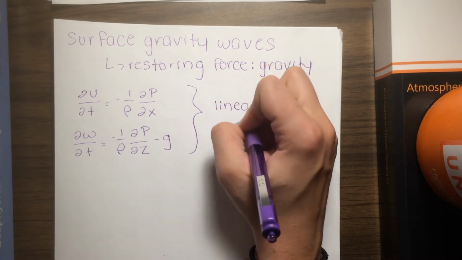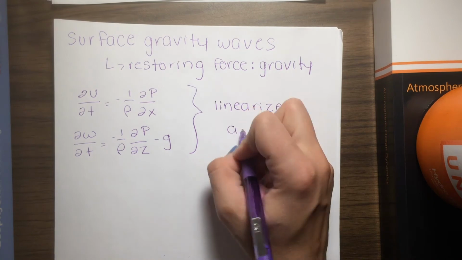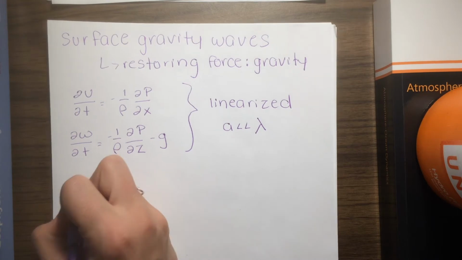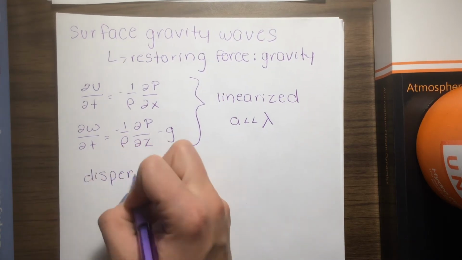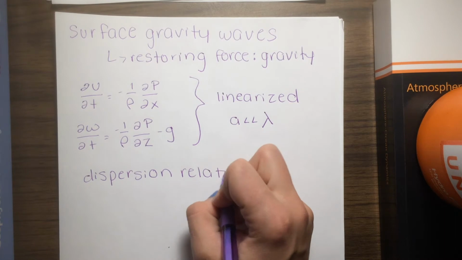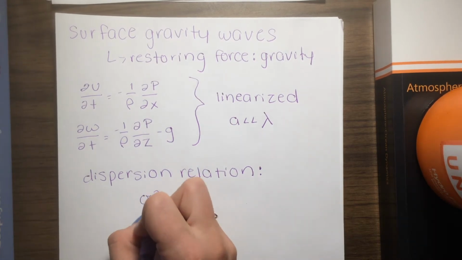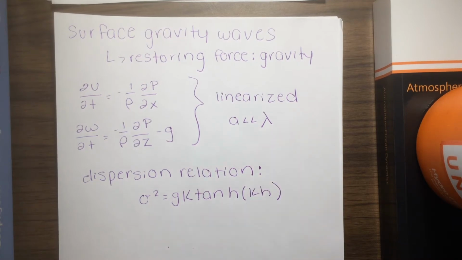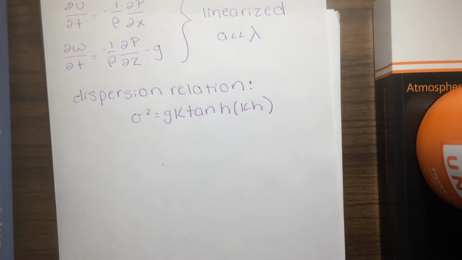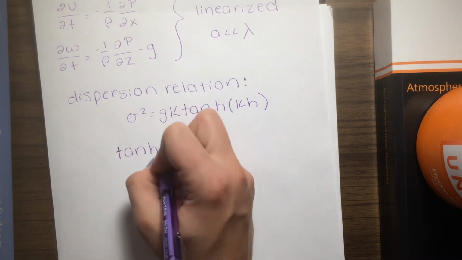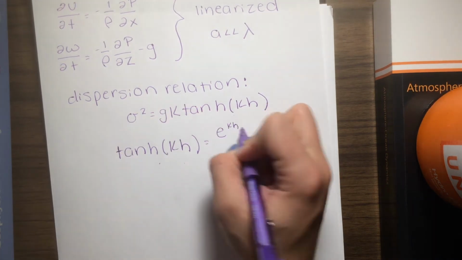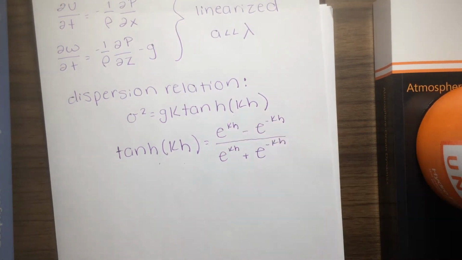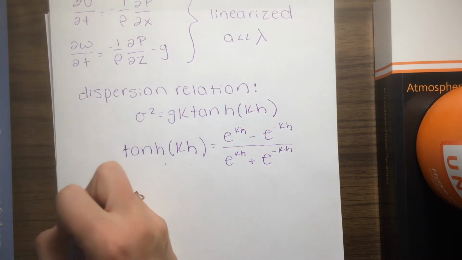These waves are restored by gravity, and the equations we use to describe them are a balance between the Eulerian rate of change and the pressure gradient, and of course gravity in the z direction. We went through in the last lecture and linearized the equation and found that these are only good if the amplitude is much less than the wavelength. The dispersion relation for surface gravity waves is sigma squared is equal to gk times the hyperbolic tangent of kh. I don't think we talked about this in the last lecture, but the hyperbolic tangent can also be written as e to the kh minus e to the negative kh over e to the kh plus e to the negative kh.